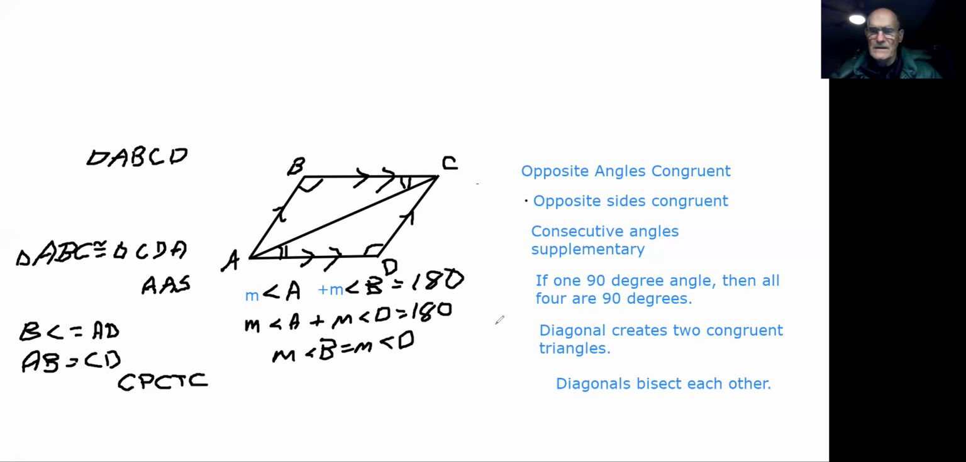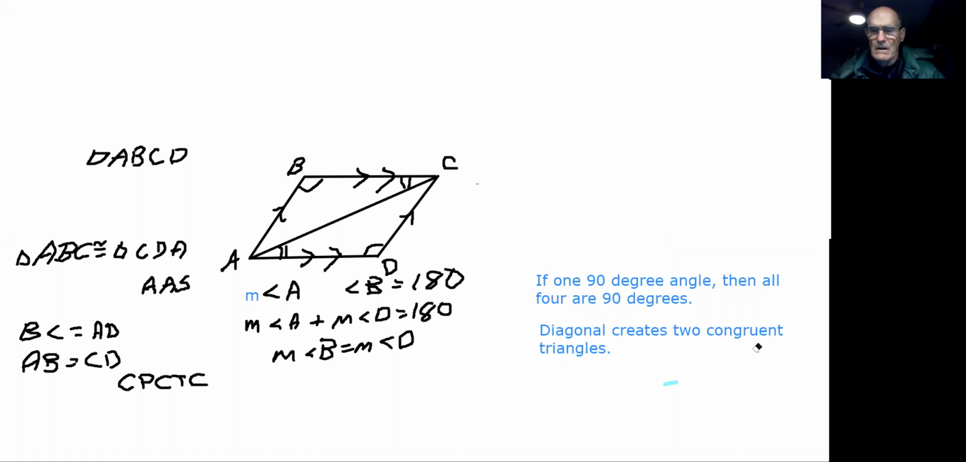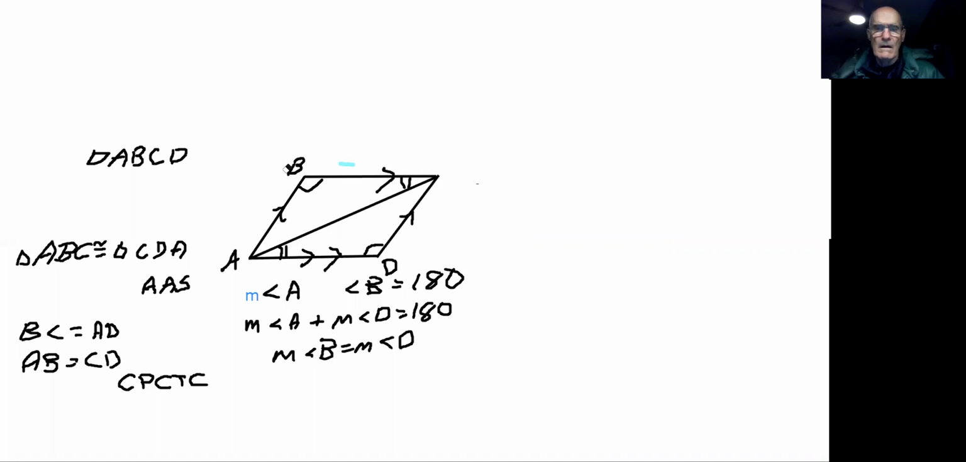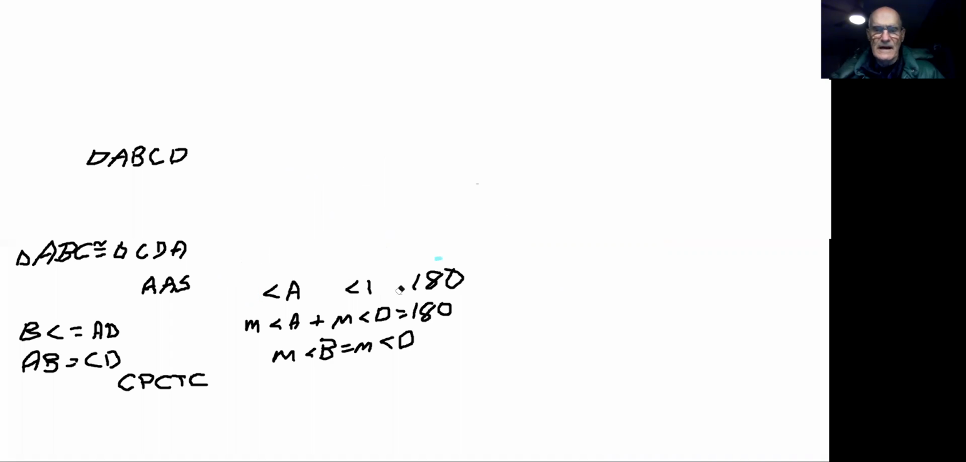Okay, so we've basically proven here that diagonals create two congruent triangles, and we've proven that the opposite sides are congruent. Okay, now let me go ahead. If you need to look at this, you can pause it for a second. I'm going to erase this. I'll come back in and show you how we prove the last part, which is that the diagonals bisect each other.